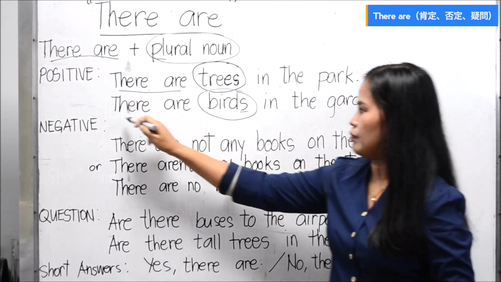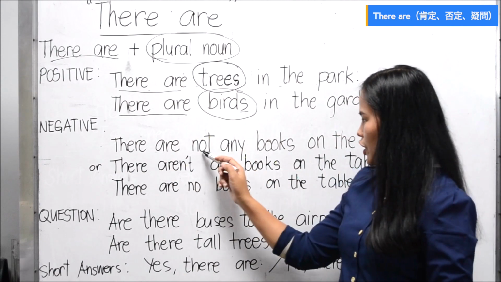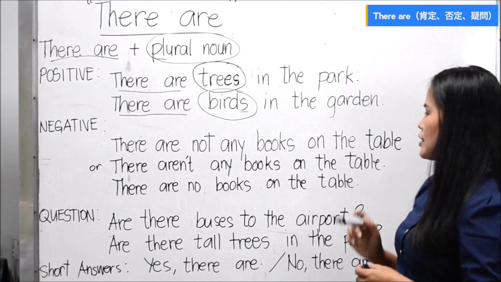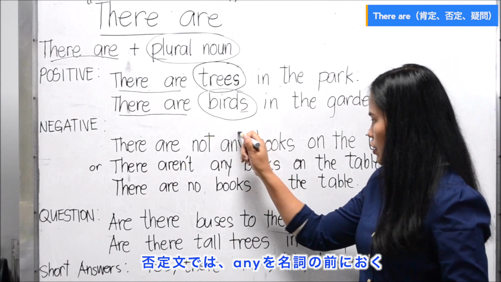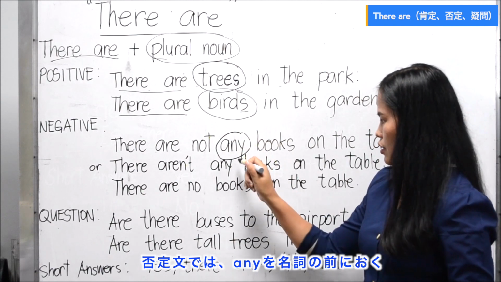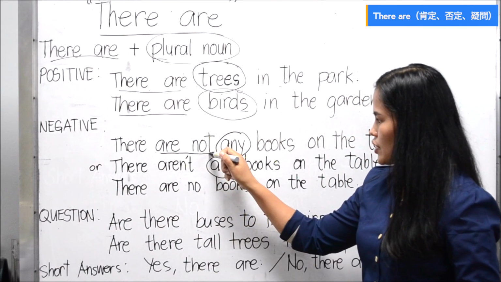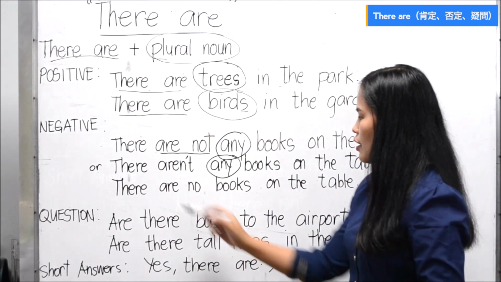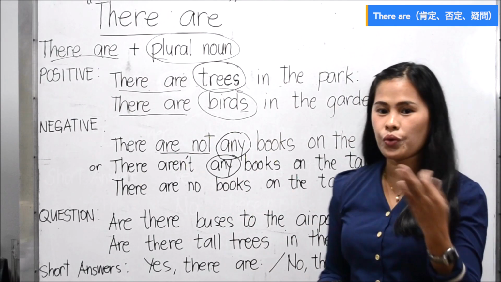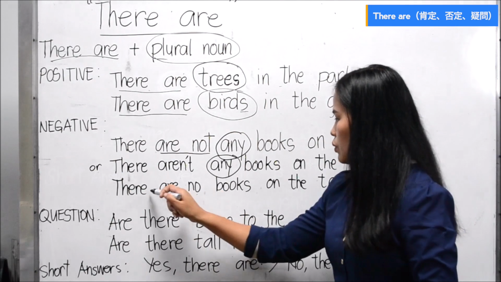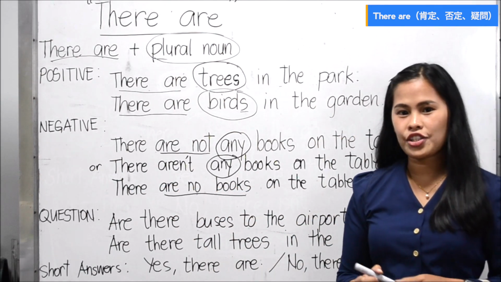And let's have examples in the negative. There are not any books on the table. Again, in the negative, we normally use the word any. We can also contract the words are and not. So we can say, there aren't any books on the table. Or another way, there are no books on the table. Understood?